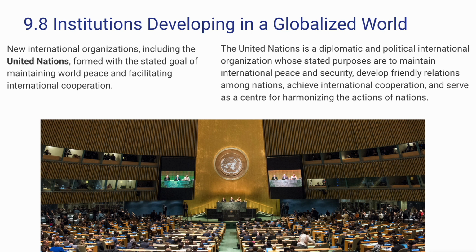There are some countries who believe that the UN is too powerful, or they overstep their power, which infringes on a country's sovereignty. So you might be surprised that even countries like North Korea have a seat at the UN.